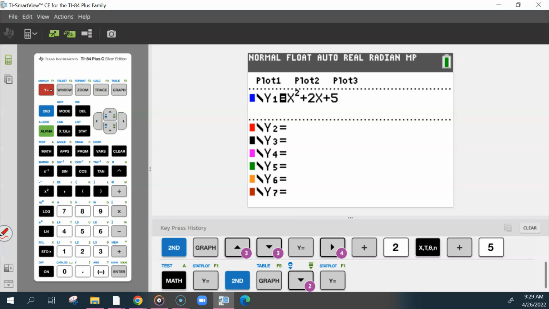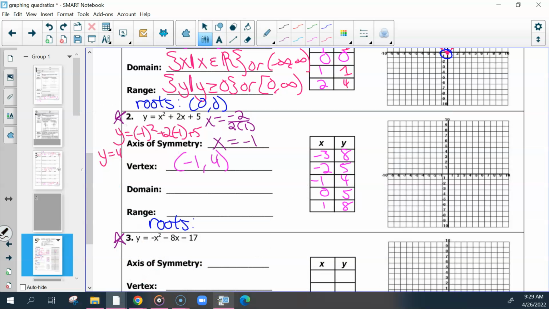If you try it again, you should get the same value. From those points, you should be able to start recognizing this is going to face up because it's positive.